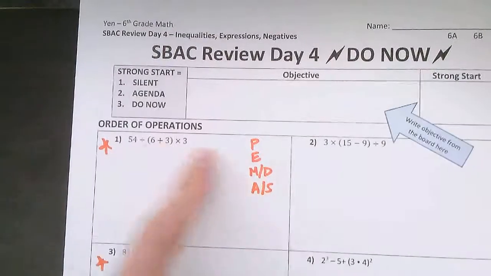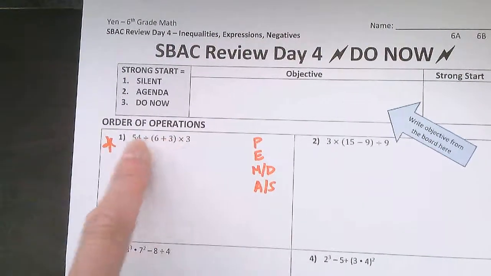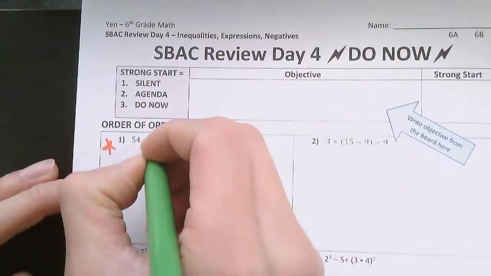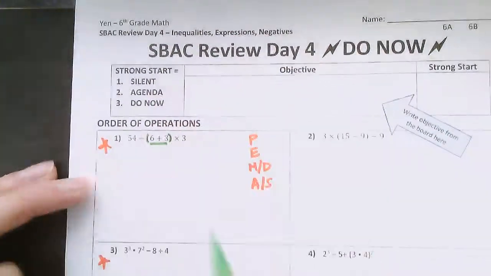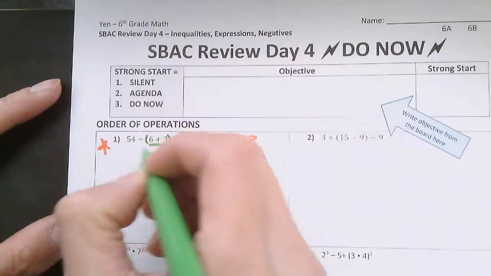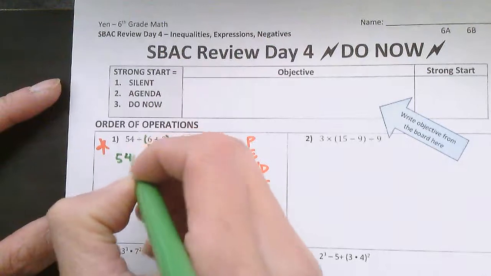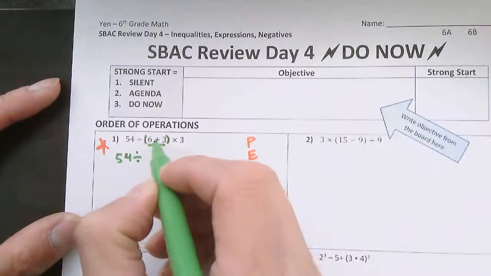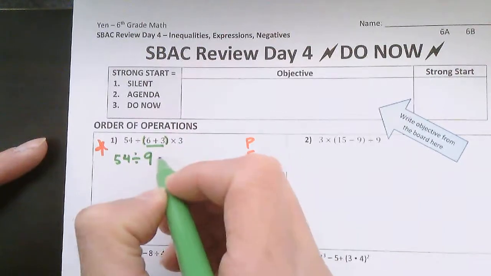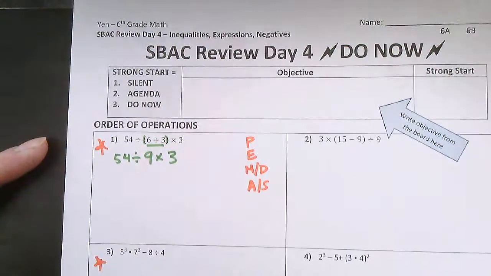So first we check, are there any parentheses in this problem? There are. The parentheses are right here, the 6 plus 3. So that's the very first thing we're going to do before doing anything else. So that would be then 54 divided by, and then in the parentheses, this 6 plus 3 is 9, so that becomes 9, and then we still have this times 3.